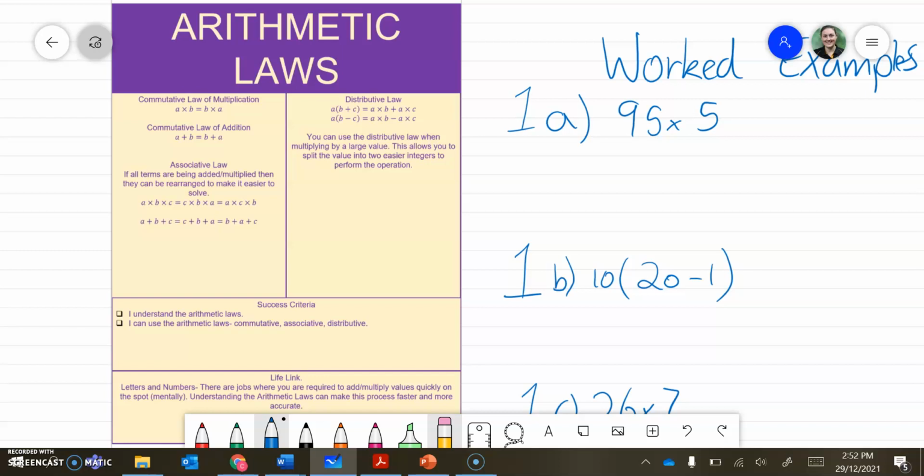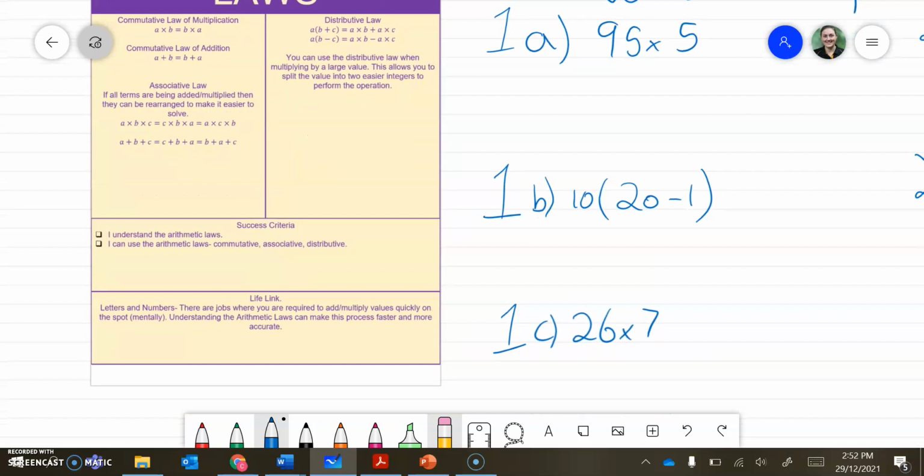Now, to be successful in this unit, you need to be able to use the arithmetic laws and you need to understand how they work. A life link for these laws is that there are jobs that require you to add and multiply values quickly on the spot. So this is our mental addition and multiplication, and understanding these arithmetic laws can actually make that process faster and more accurate for you. I've just included a video below this of an example of letters and numbers.